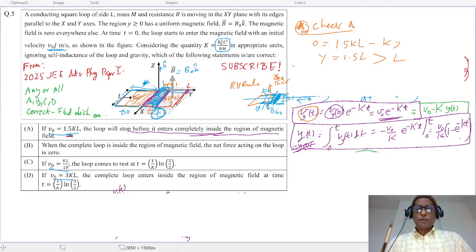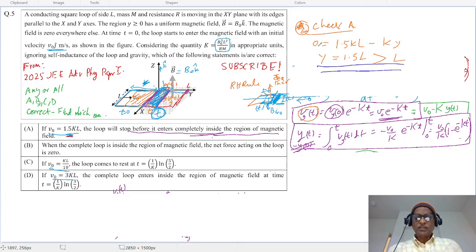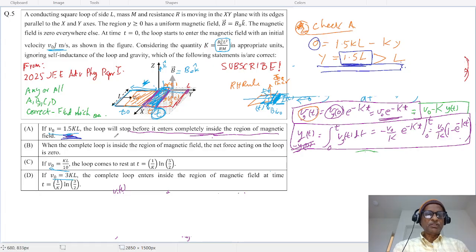Okay, so we were here. I just had to go take a telephone call, but I'm here now. So this says that under this condition, it will go all the way to 1.5 L before it stops. So this must be wrong, because it says the loop will stop before it completely enters. It would have to stop within the L, but it goes way more than L. So this definitely is wrong.